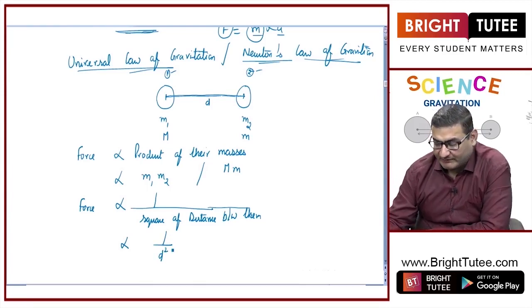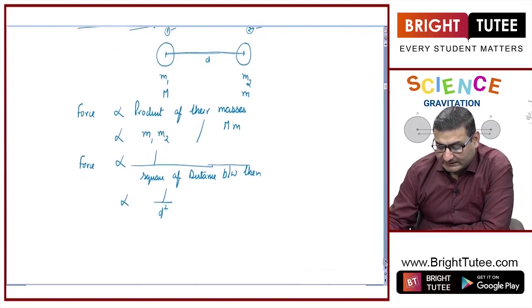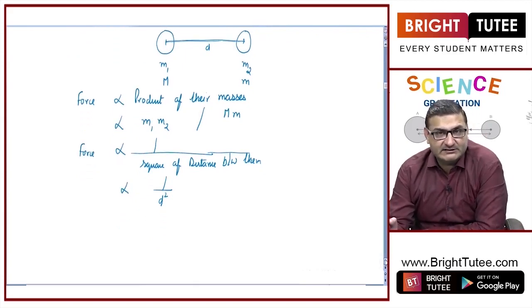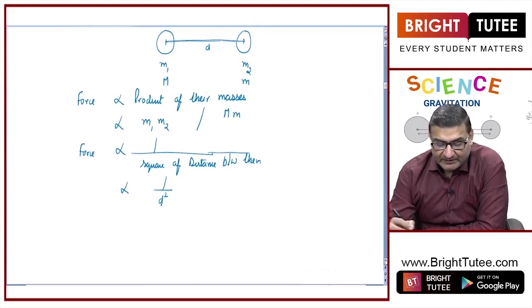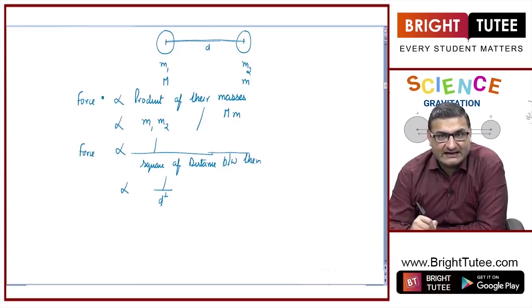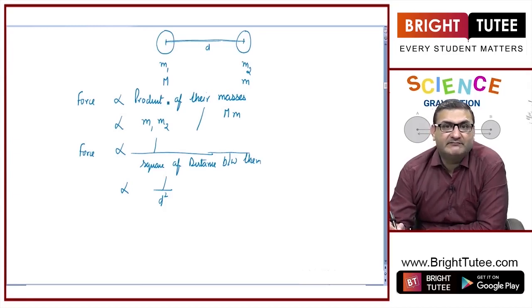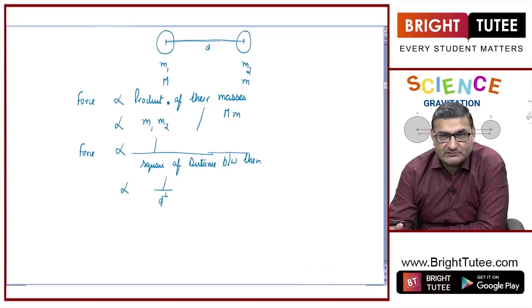Got it? Fine. So, these are the two things that Newton said in his universal law of gravitation, that I repeat, any two objects in the universe attract each other with a force which is directly proportional to the product of their masses and is inversely proportional to the square of the distance between them, of course, from the midpoints of these objects and along a straight line.